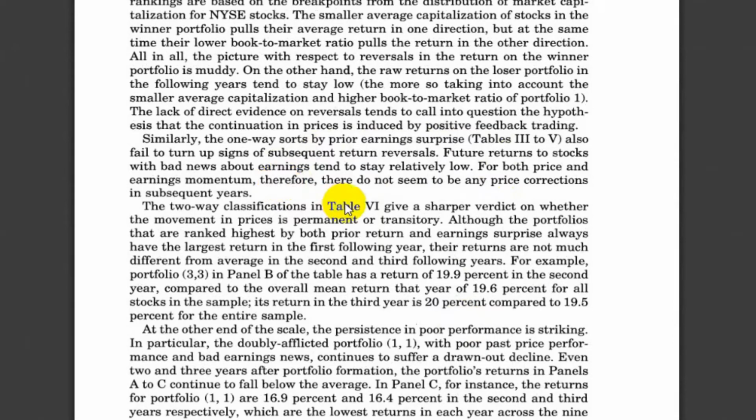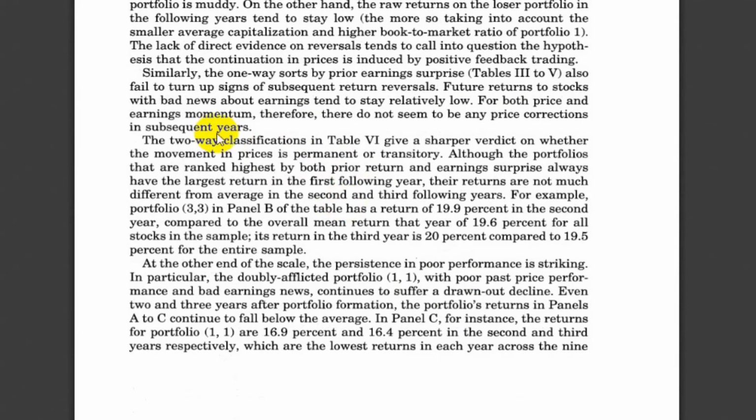And even in table 6, where we used a combination of two different variables, we found that there's certainly a difference between the top-ranked portfolio and the bottom-ranked portfolio through the first year. However, there's not much difference in the second and third years. For example, in the second and third years, the returns of the top portfolios aren't that different than the average return across all of the portfolios.